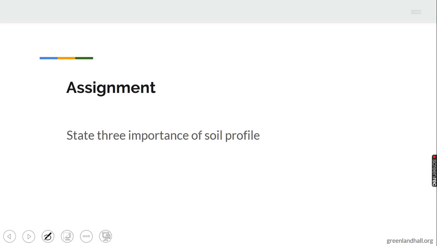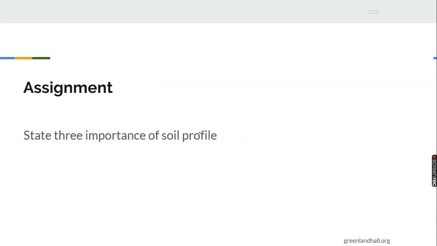Assignment. State 3 importance of soil profile. Remember, we have treated soil profile as the vertical section of the earth through the underlying layers, showing a series of horizontal layers. Let's state the importance of soil profile. As we have importance of soil, so as well we have importance of soil profile, because that is where the soil is being formed. Horizon A, B, C, D. Remember, horizon A is topsoil, horizon B subsoil, horizon C weathered or parent materials, horizon D unweathered or bedrock materials. Let's take note of that.